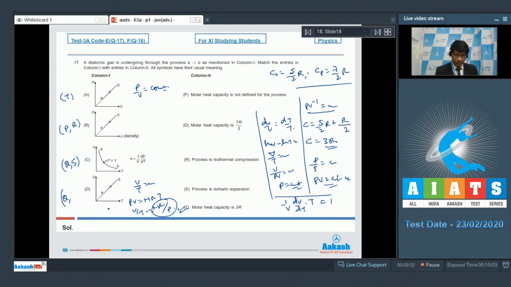What about the process, whether it is expansion or compression? Yet again we find the temperature is increasing and it is isobaric, that is confirmed. So I would say it is expansion itself. So Q and S will be the correct match.